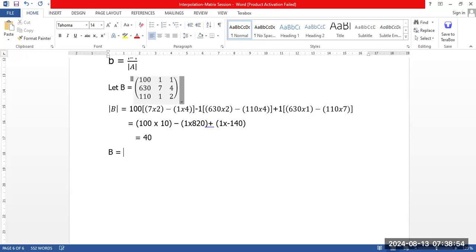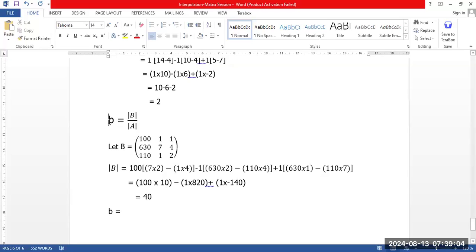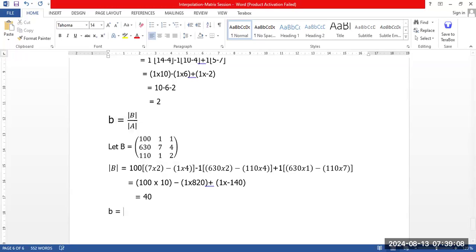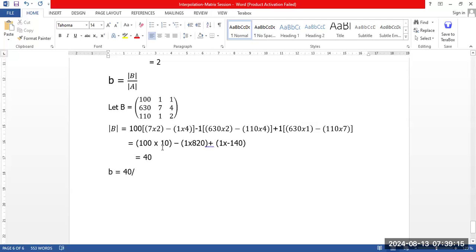B is equal to... remember, this method should give you the same figures as the first method. So B is equal to determinant of B, we get 40, divided by determinant of A, which we already have, which is 2. So B is equal to 20. That's what we had initially, in the first formula.